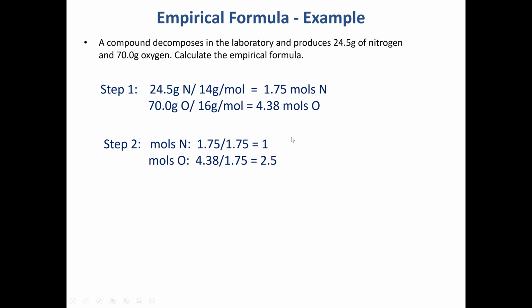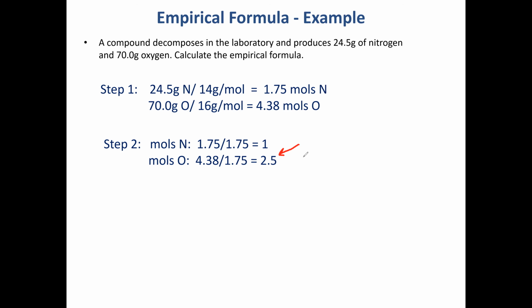We're going to find the ratio by dividing by the smallest number of moles. In this case, it's nitrogen, 1.75. And notice here that 2.5 is not a whole number, and you can't round this to a whole number. This is too far away from a whole number for you to round. The obvious question you may ask is, how close to a whole number is permissible to round? My answer to that is it's a gray area. It just depends.